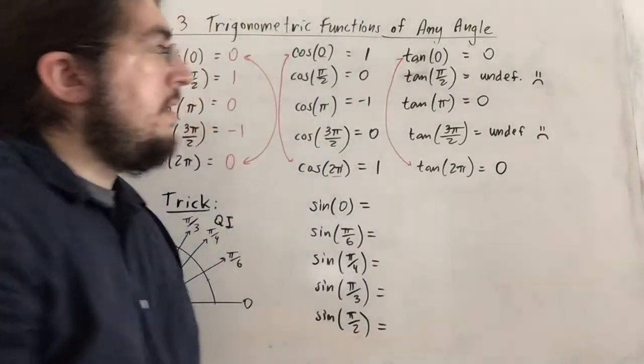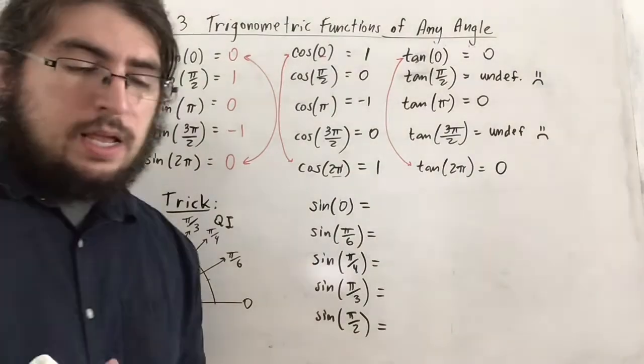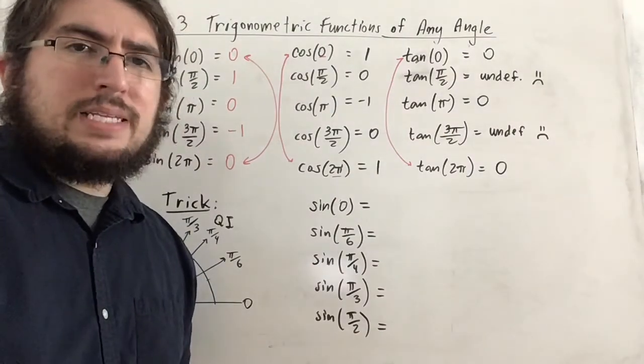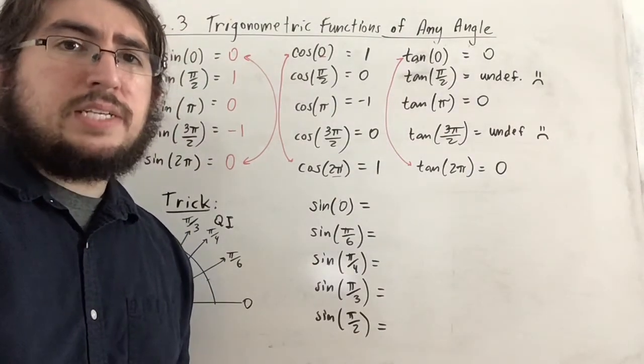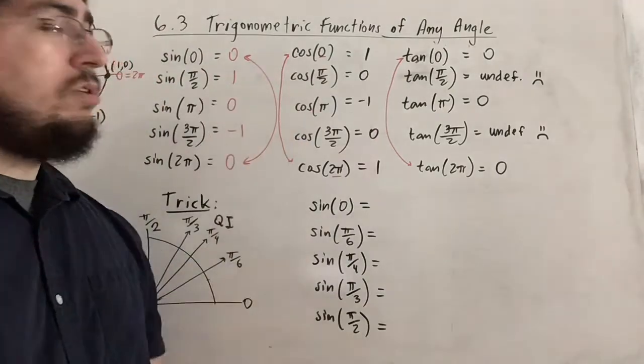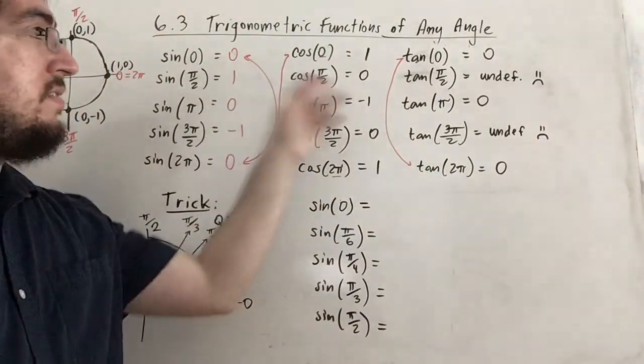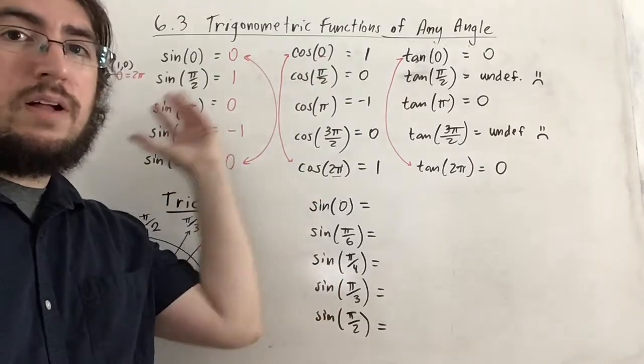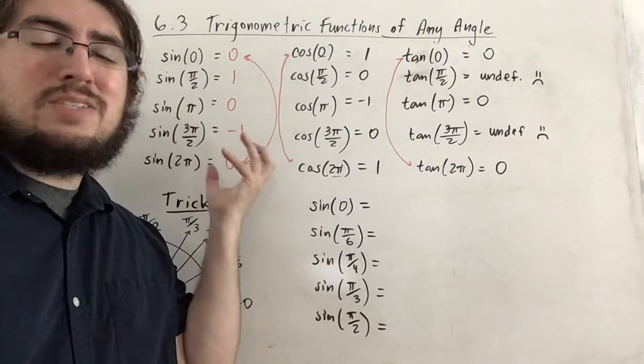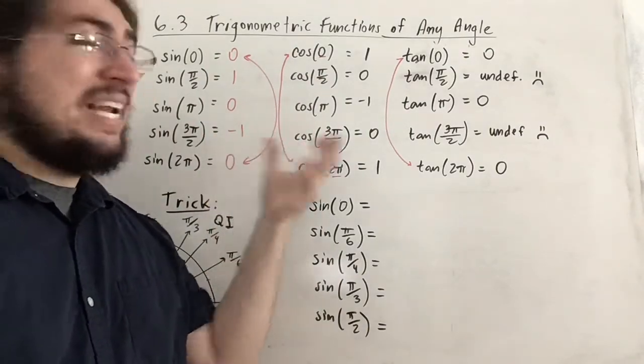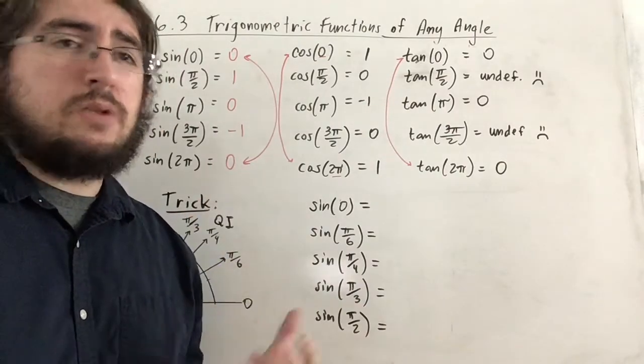Awesome. Now, a really nice thing to remember is we had that quotient identity for tangent. Tangent is sine over cosine. And notice when you just divide these values, it's literally just dividing the y value by the x value, because sine is the y value of the point on the unit circle, and cosine is the x value of the point on the unit circle.